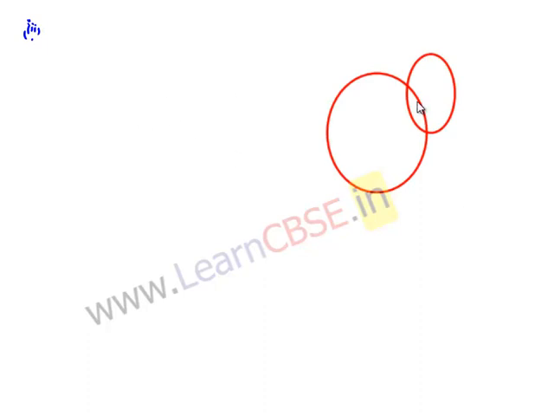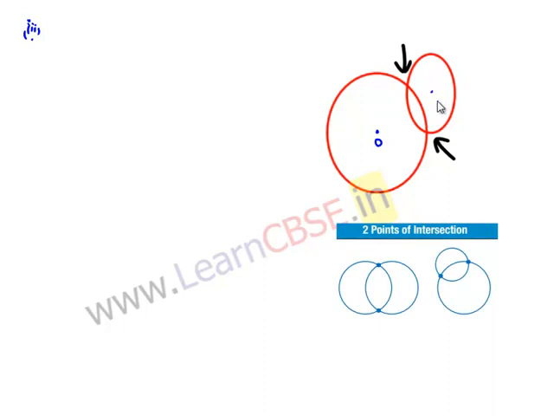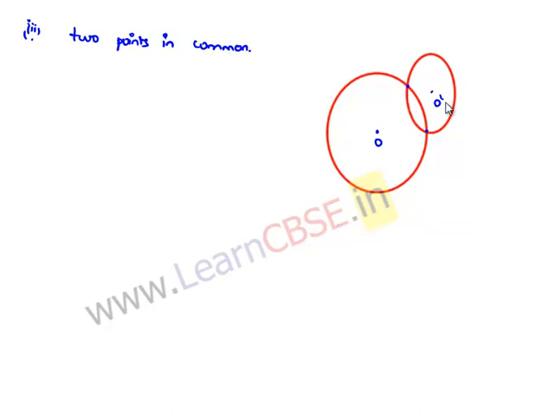Now let us consider the third pair of circles, as shown in the figure, with centers O and O'. These have 2 points of intersection, that is, they have 2 points in common. There is no possibility for a pair of circles to intersect in 3 points or 4 points. Therefore, we can say that a pair of circles can have a maximum of 2 points in common.